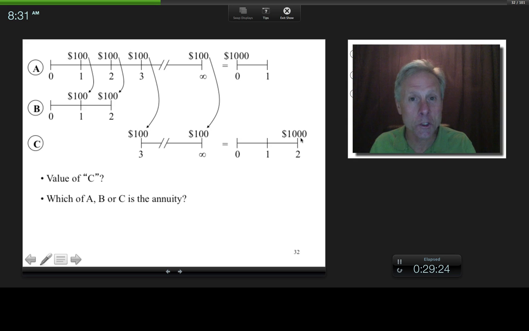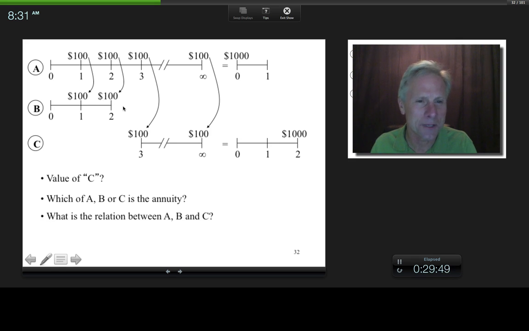So who can spot the annuity? Is this the annuity? That's a perpetuity. Is that the annuity? No. What about this one? Yes, B is the annuity: equal cash flows between equal time periods, but over a finite period of time. So our goal is to figure out B. What is the relationship between A, B, and C? Didn't I take A and break it up into two parts, B and C? I did. So A is equal to B plus C.